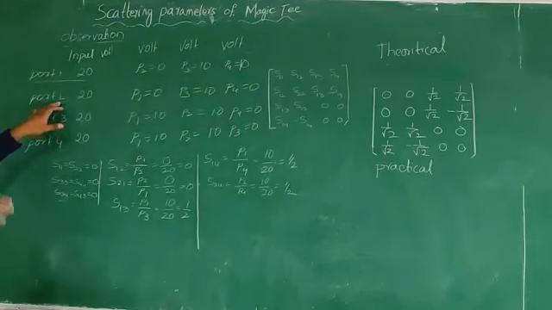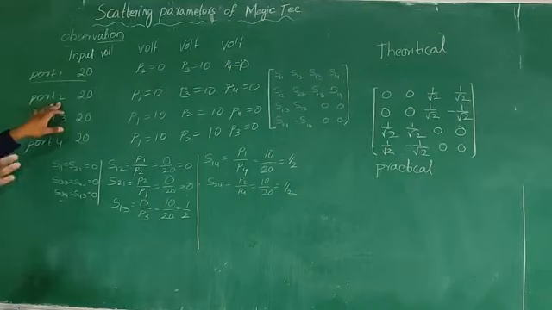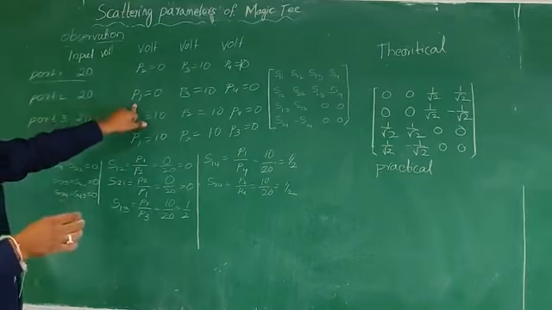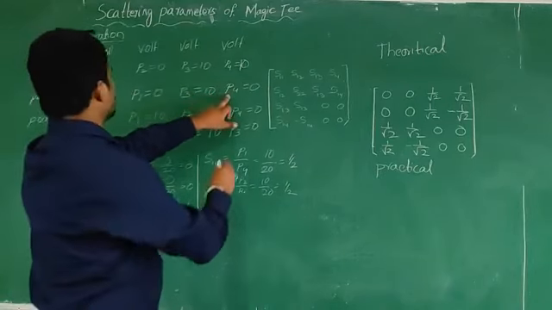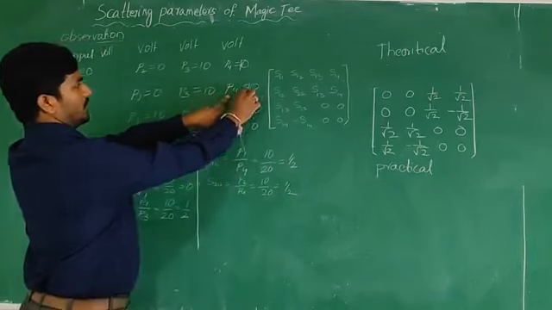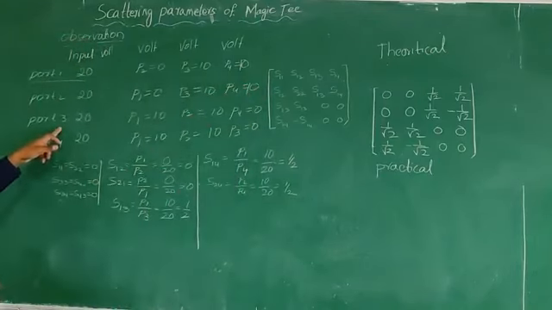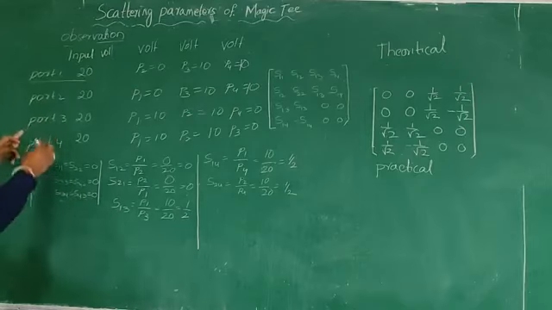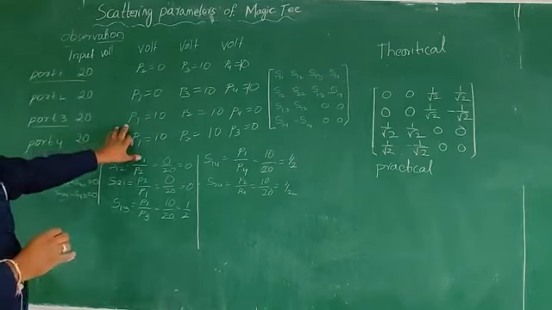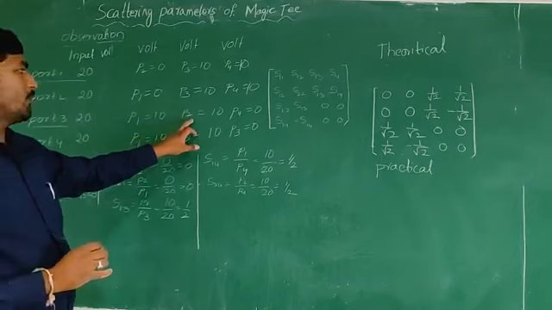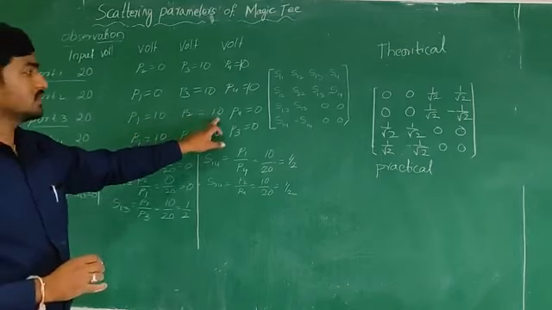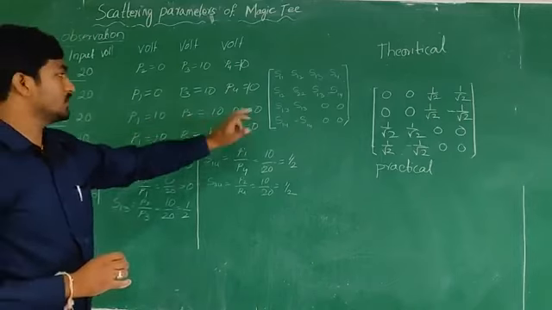After that we connected the microwave source to port 2. The input is 20 millivolts. The voltage at port 1 is 0, the voltage at port 3 is 10, and the voltage at port 4 is also 10. We connected the microwave source to port 3. The input is 20 millivolts. We got 10 millivolts at port 1, 10 millivolts at port 2, and at port 4 we got 0.